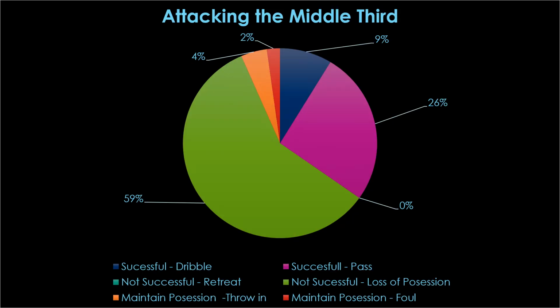So our attacks in the middle third, not only were there more of them, they were more successful. 26% of the time we were successful with passing into that final third, and 9% of the time we were successful at dribbling into the final third. Notice how the fouls went down. So it's a less aggressive team. Fouls went down, and our success went up.